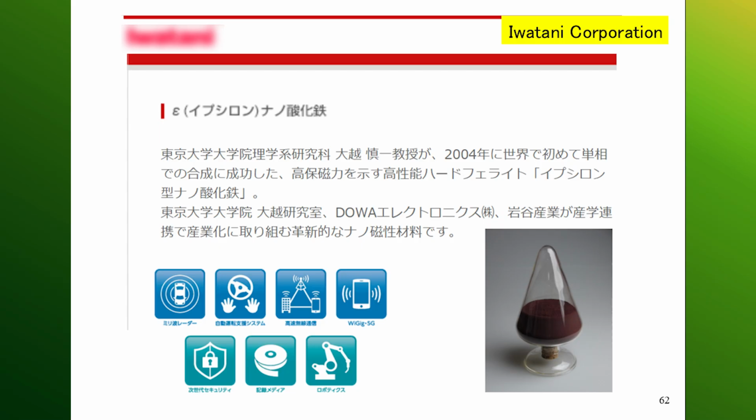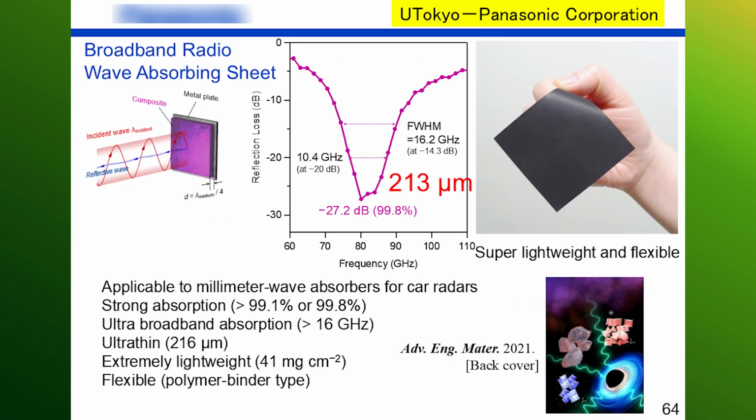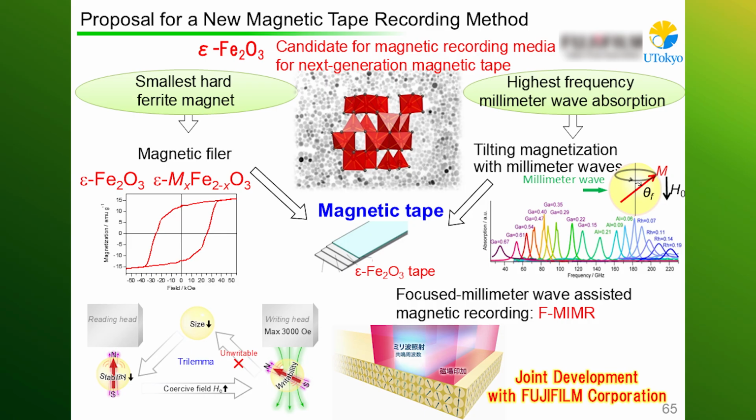This material is now being commercialized by various companies, so if you're interested, you can acquire it. Iwatani Corporation, Tokyo Oka Kogyo Co., and here is Panasonic. Thin films like this can be produced and are available. I would like to summarize at the end. Considering the fact that epsilon iron oxide is the smallest hard ferrite magnet, and that it absorbs millimeter waves, as I have mentioned, we've been studying a new type of focused millimeter wave assisted magnetic recording media. Our aim here is to make the recording media smaller and smaller.